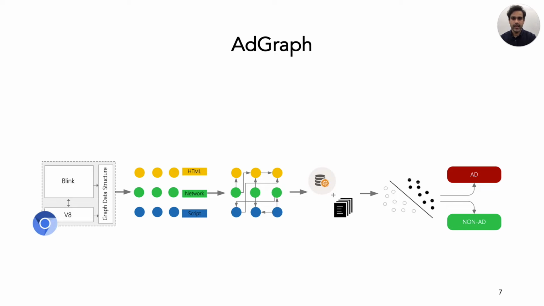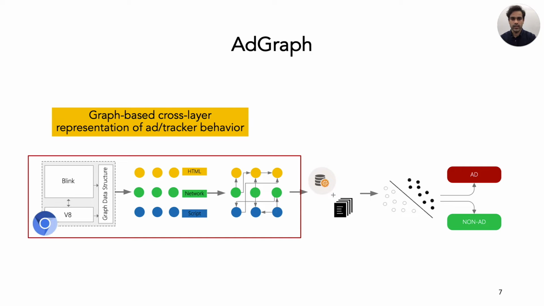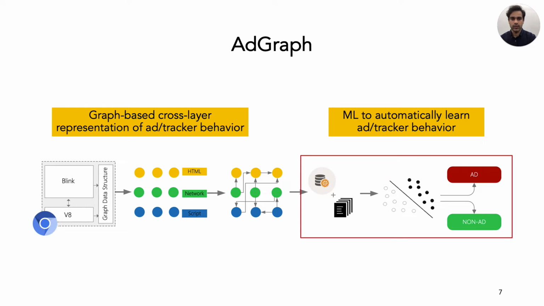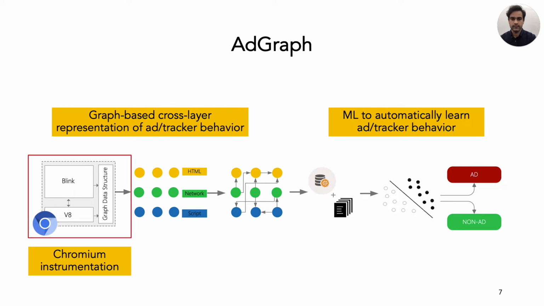At a high level, AdGraph can be divided into two components. The first component is targeted towards solving the accuracy issues by modeling the ad and tracker behavior in a graph-based cross-layer representation. The second component is targeted towards solving the scalability issues by using machine learning to automatically detect ad and tracker behavior. Specifically, we first instrument Chromium to capture cross-layer interaction among HTML, network, and JavaScript layers.